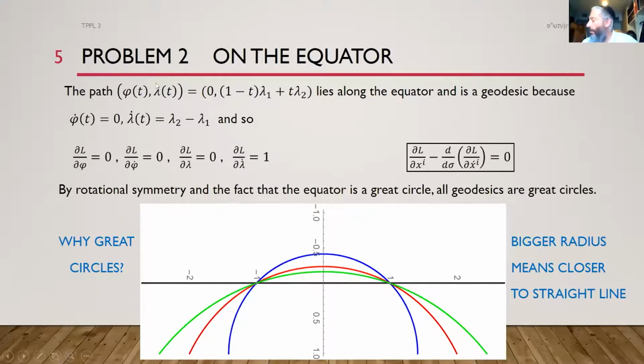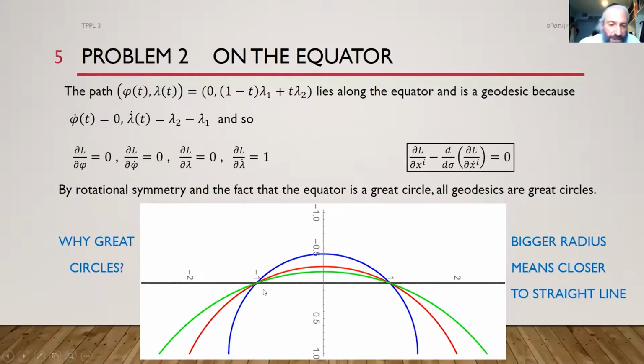You can form a very simple path which will take you from one point to the other, stay at 0 latitude, and just linearly progress from one longitudinal line to another. And when you compute the derivatives, you get the following equations, and therefore Euler-Lagrange is satisfied. The derivative of this is also 0, which equals this one, and the derivative of this one is 0, which equals this one. Now, intuitively, why should we be looking for great circles?